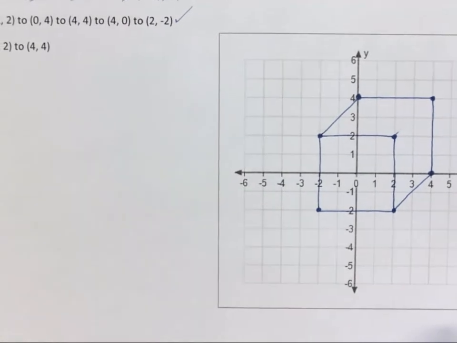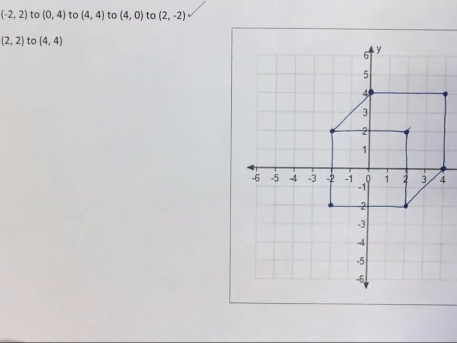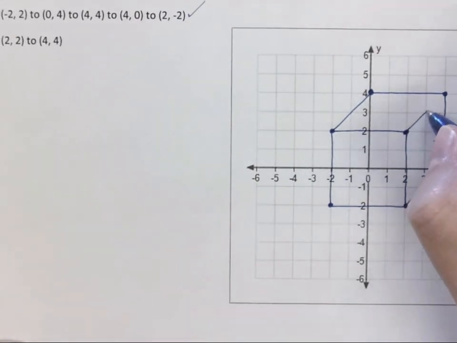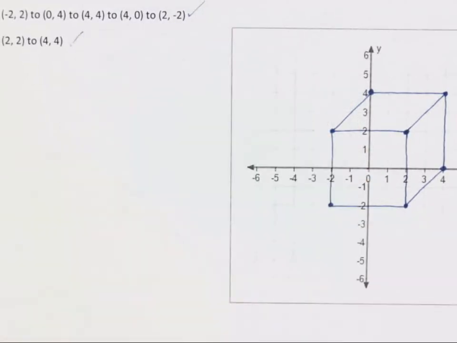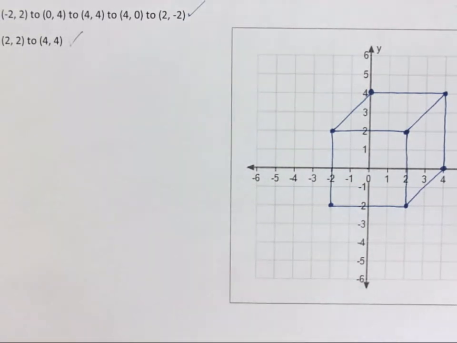And then the last one says connect 2, 2 to 4, 4. So I kind of ruined the surprise, but it's there, and you've drawn a cube. And I will be asking you to do this on your assignment. So that's this lesson, just using your coordinate pairs. You might already have lots of experience with it, so just dive into the assignment. Thanks, and if you have questions, let me know.